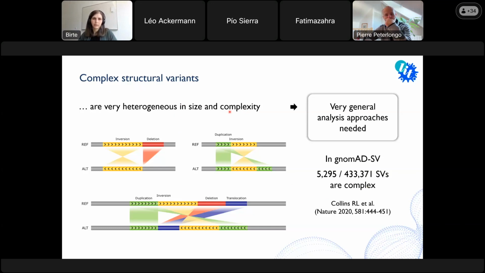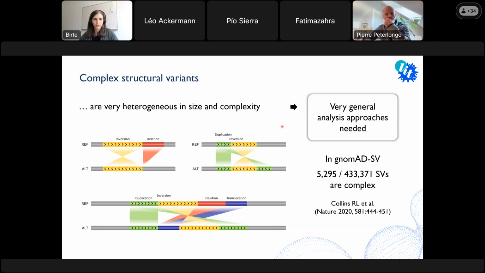Because of this, we need very general analysis approaches, and it turns out that we have to generalize everything in the approaches for detecting and genotyping complex structure variants, including, and this is what you do first when you start studying them, the description of structure of complex variants. So this is very descriptive, saying, okay, here's an inversion and next to a deletion, but it's actually hard to use this in a very generalized approach.